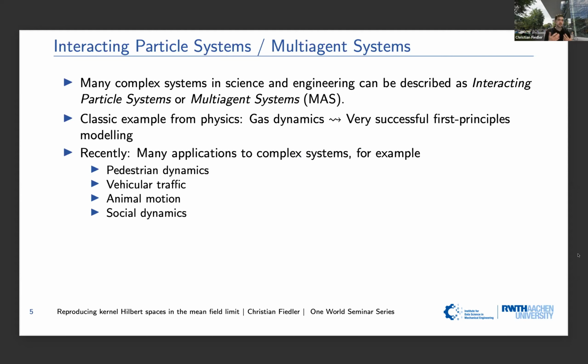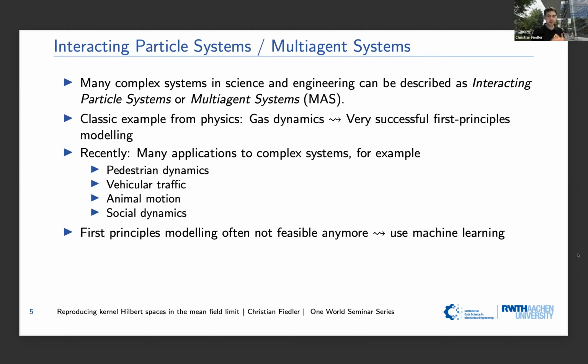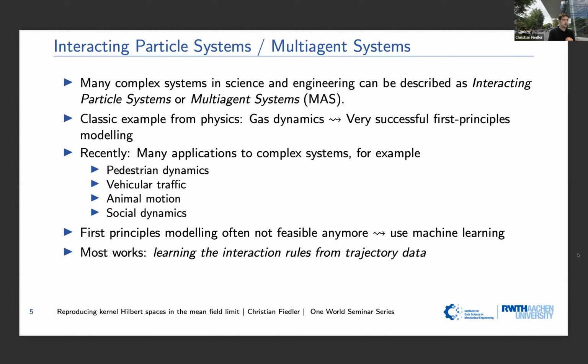For example, the dynamics of pedestrians, or more generally vehicular traffic dynamics, but also animal motion and even social dynamics or opinion dynamics. Now, in these more complex domains, it's not surprising that first principles modeling is often not really feasible anymore. However, because nowadays we live in an abundance of data, we can as well use machine learning methods to learn about these systems instead of modeling them from first principles.